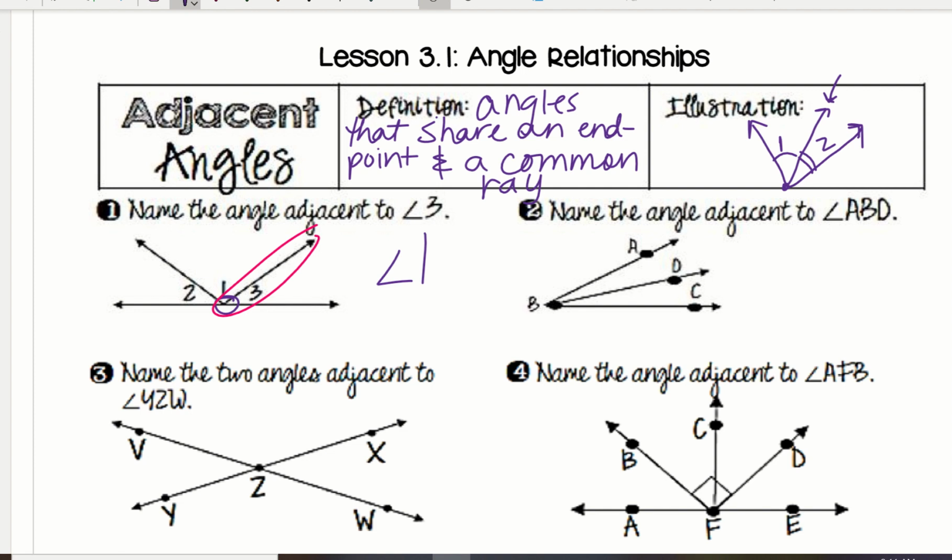What angle is adjacent to angle ABD in number 2? D. Say it again. No, we got to do the whole angle name. DBC. Remember, we name an angle with 3 letters, and we follow it. 1, 2, 3. Okay, so do 3 and 4 on your own real quick.